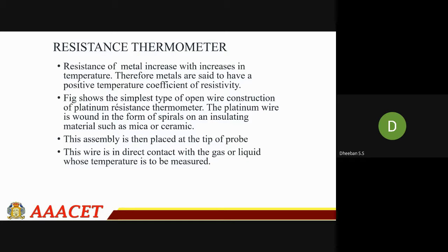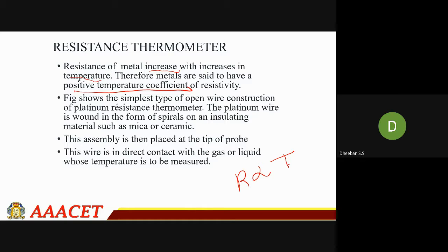Next is the resistance thermometer. Over here, the resistance of the metal increases with increase in temperature. So the resistance is directly proportional to the temperature. Therefore, metals are said to have a positive temperature coefficient of resistivity. This is a basic physical concept.